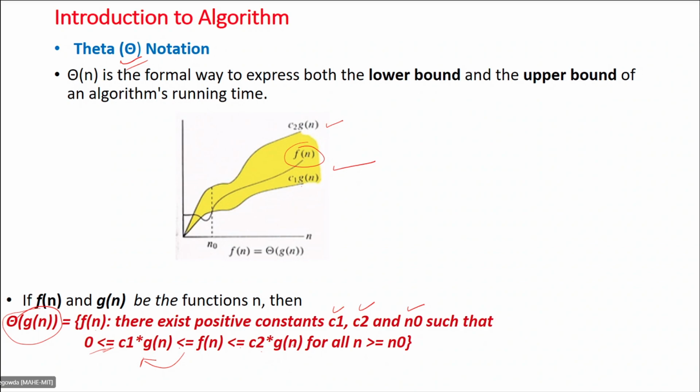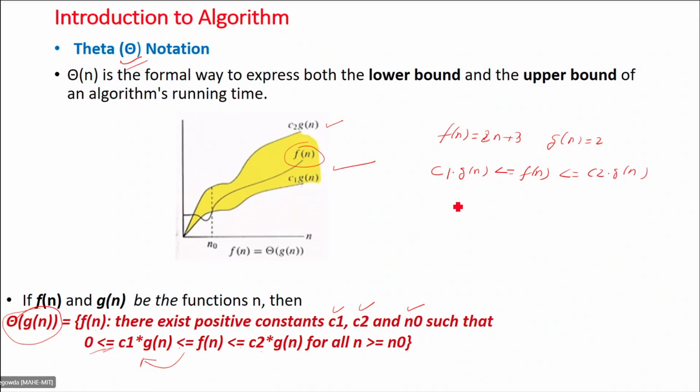We can take an example for this algorithm. Say, for example, f of n is equal to 2n plus 3, and my g of n is equal to 2n in this case. We would like to verify whether the following condition is true for big theta notation or not: c1 into g of n less than or equal to f of n less than or equal to c2 into g of n.